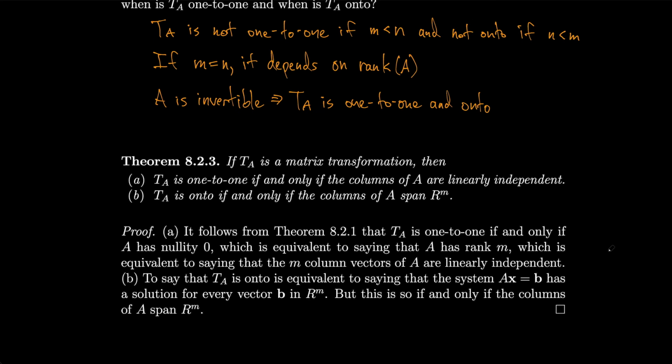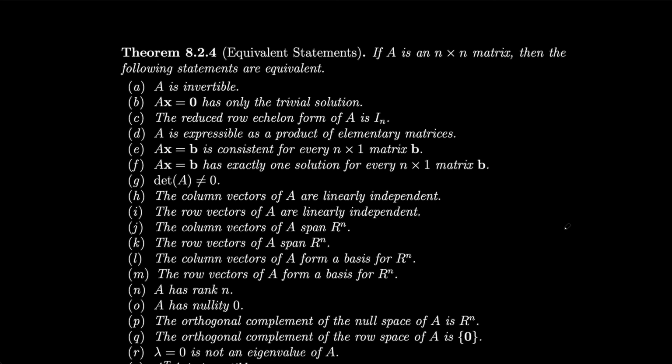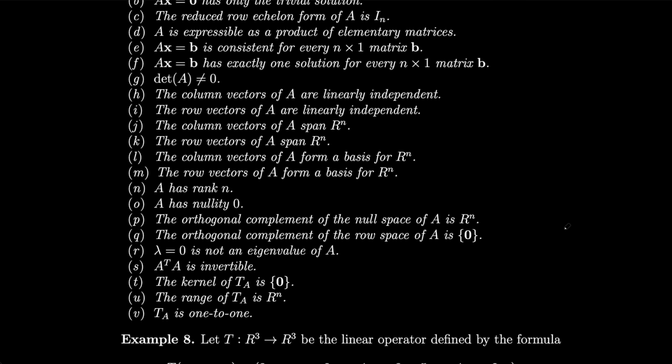To prove B, to say that TA is onto is the same thing as saying that the system Ax equals b has a solution for every vector b in Rm. But this is true if and only if the columns of A span Rm. So not so difficult to prove that. That adds to our equivalent statements. Now we have a couple more here. We have the kernel, the range, TA. Whole bunch of equivalent statements now.